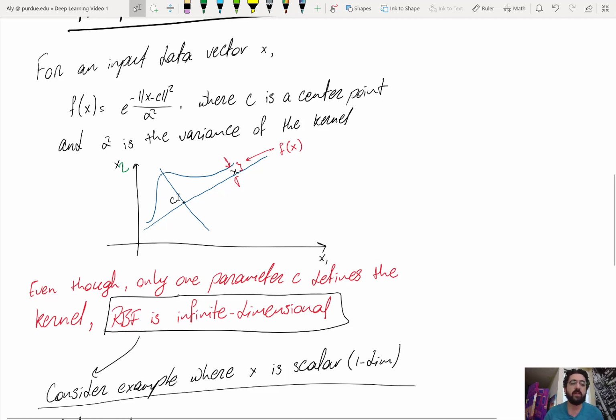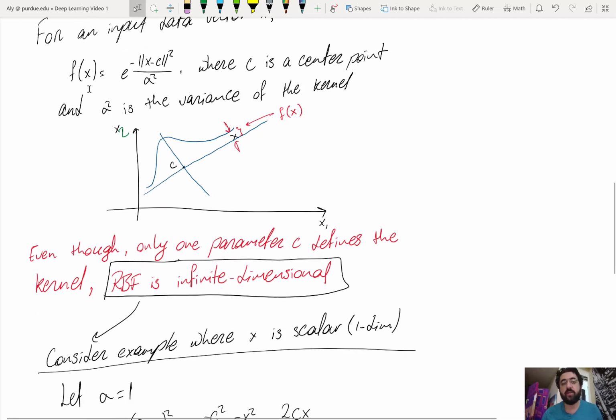Now it's called the kernel because it's like you put a kernel or a Gaussian around the center point C, and this Gaussian starts to fall around C, right? And when it hits x, that's the value of f of x, right? So the farther x is from C, the lower the value of f of x is, and the larger the value of the variance, the faster this kernel will fall around C. Okay?